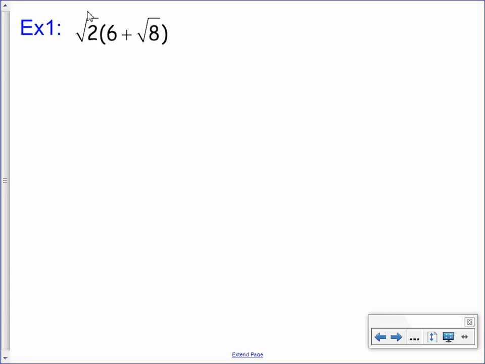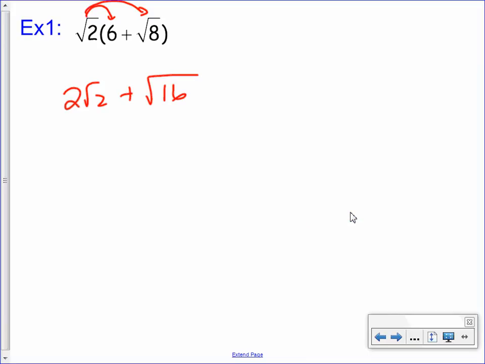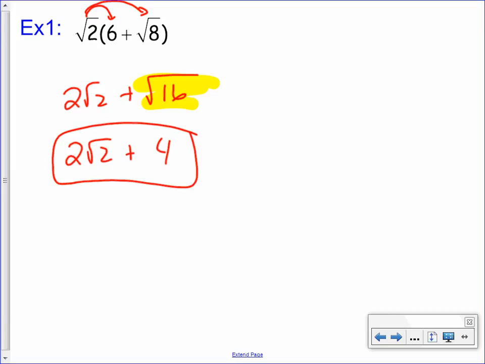So when you're distributing, the root 2 is the inside and the 6 is on the outside. So when you put them together, it's 6 root 2. And then this would be root 16. Inside to inside, outside to outside. Then you add. Can anything be simplified? Yeah, it can. Root 16 is 4. So this is 6 root 2 plus 4. Done. We're not dividing anything, so you don't need to pull out a GCF.